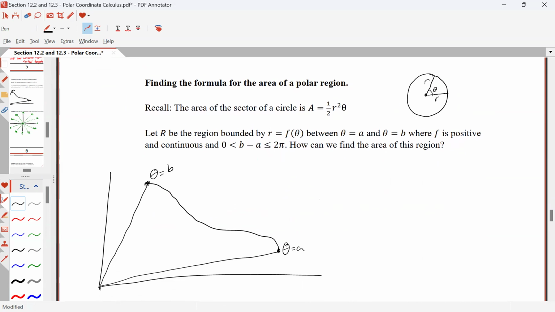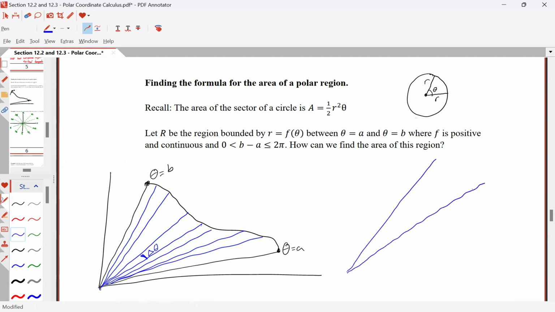Going back to how we found the area under a curve before, what we did was we sliced our region up into smaller pieces. And we can do the same thing, except we're slicing up the angle instead of slicing up the x-axis. So given some angle here being delta theta, some small little angle, we're going to zoom in on this region.